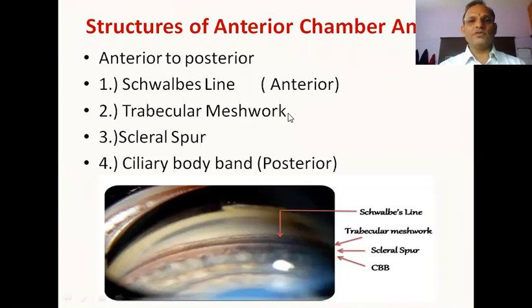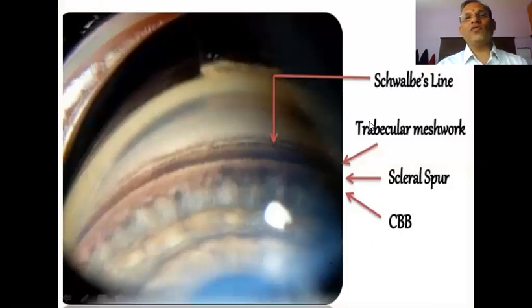Then there is the trabecular meshwork, then the scleral spur, and the ciliary body band is the posterior-most part which is seen. Now you can see this is the Schwalbe's line, the continuation of the Descemet's membrane. Then you have the trabecular meshwork, then the scleral spur, and the ciliary body band. If all four structures are seen, then this is known as a wide open angle. If there is a wide open angle, the aqueous can freely flow out of the eyeball through the Schlemm's canal into the aqueous veins and the venous system of the eye. So here, this is the Schwalbe's line. Then there is the trabecular meshwork, scleral spur, and the dark part is the ciliary body band.